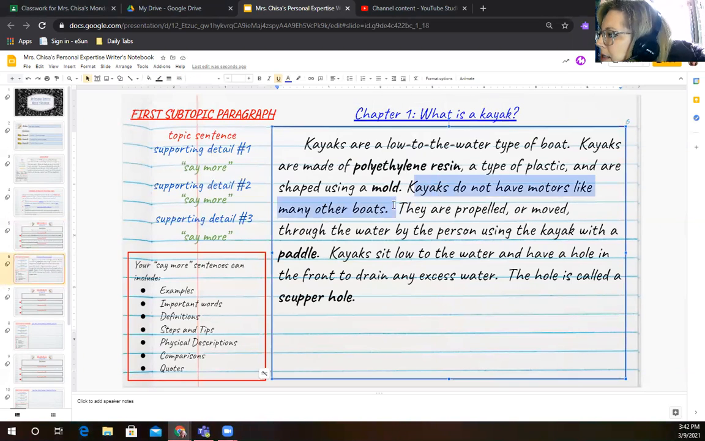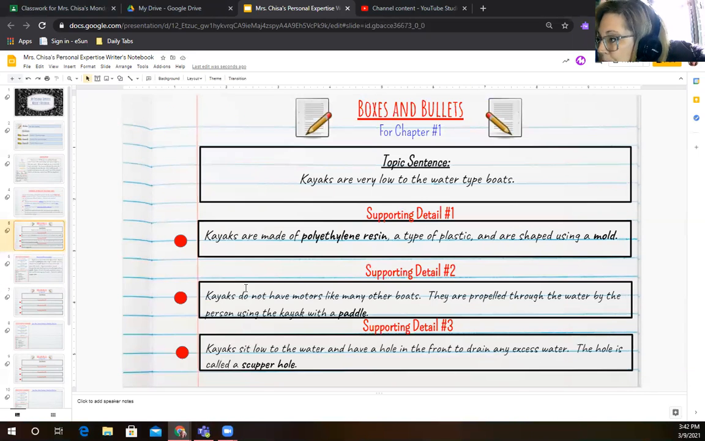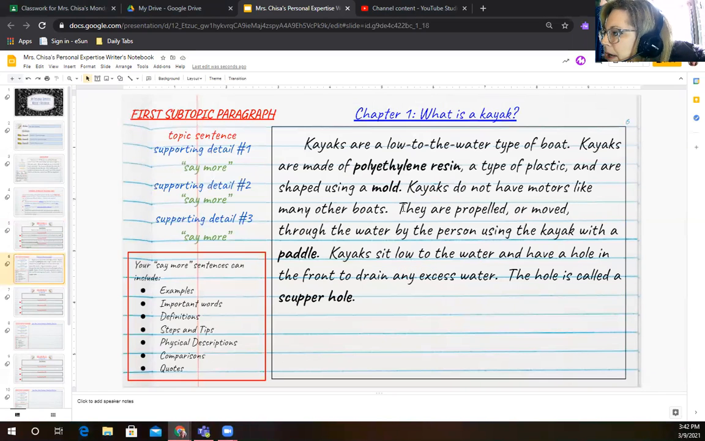And then this next sentence, I know this is a full sentence, it ends with a period. Kayaks do not have motors like many other boats, and that was from my supporting detail. And then I put the next sentence, they are propelled through the water by the person using the kayak with a paddle. And that's what I put next here.